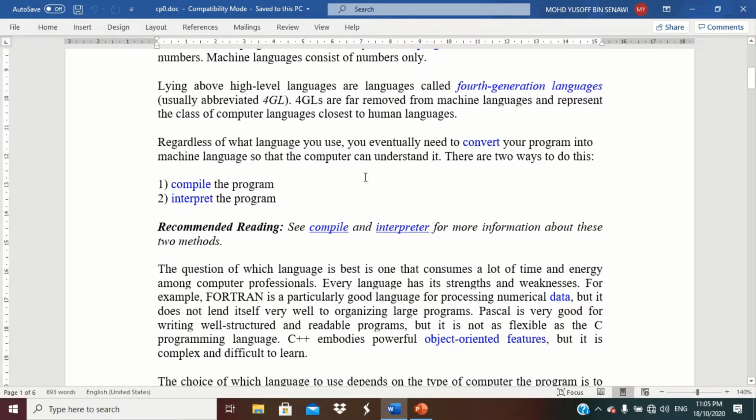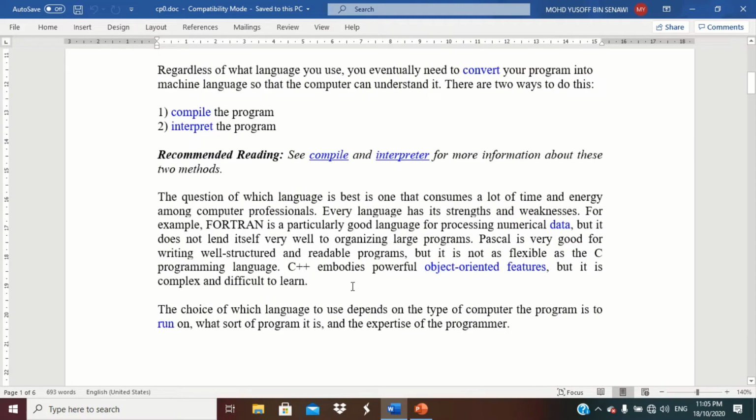When you have a program written in a high-level language, in order for the computer to execute the instructions, we have to compile or interpret the program. You can do further reading on compilation and interpretation. Just search the internet for these two keywords.